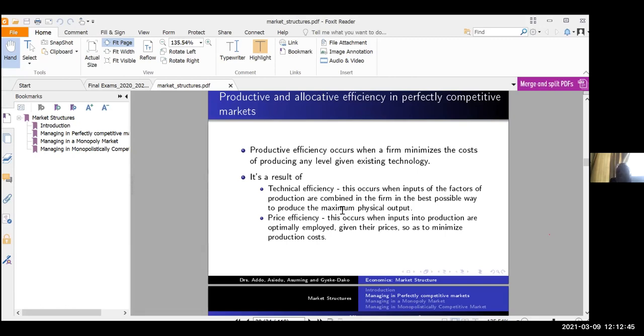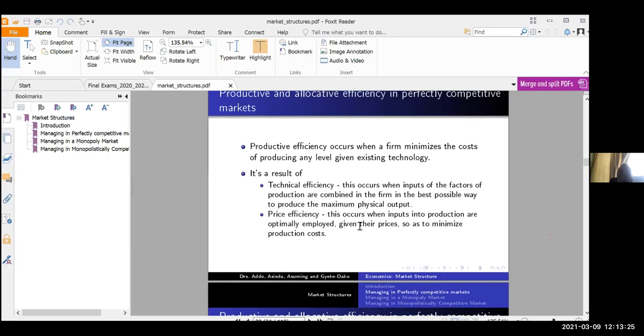Okay. So the key is efficient combination of inputs and maximum production of output. Okay. So if workers come to work at 11 o'clock and they leave at 4, but you're paying them for the whole day, or you have more people as CEOs in your company and fewer people as factory producers, then you are going to have a problem. You are not efficiently combining your inputs. So combine the inputs in the best possible way to maximize output.